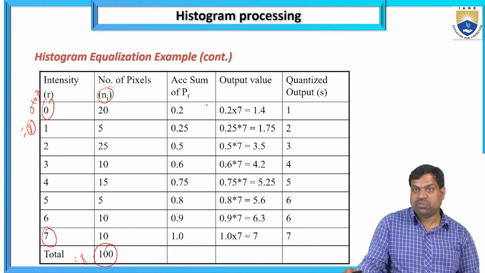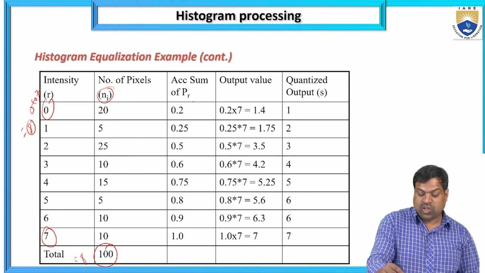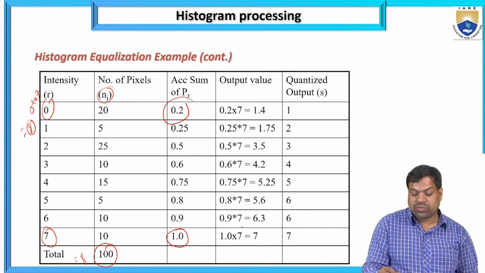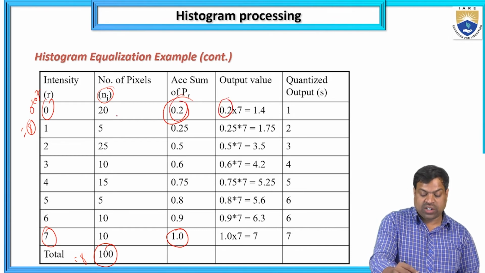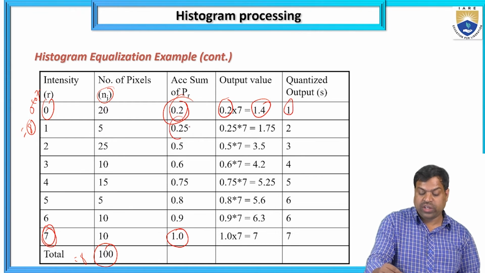In the previous method we discussed as usual, the accumulating PR values we are finding from 0 to 7. So what is the output value? How are we finding the output value? Here 0.2 is there. What is the maximum value here? 7. So 0.2 into 7, how much? 1.4. So what is the round figure? 1. Here 0.25 into 7.